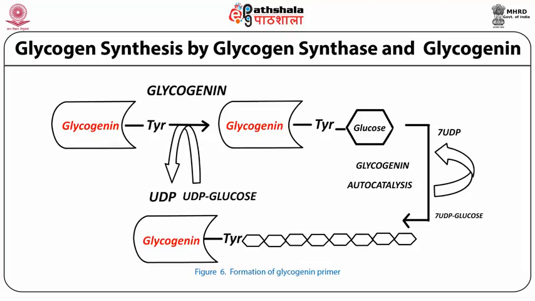If you see in the figure, initially glycogenin combines with tyrosine, and this glycogenin-tyrosine complex again combines with glucose, and hence the glycogenin-tyrosine-glucose complex is formed. Now this undergoes autocatalysis, and hence the addition of UDP-glucose molecules results in the growing chain of glycogen.